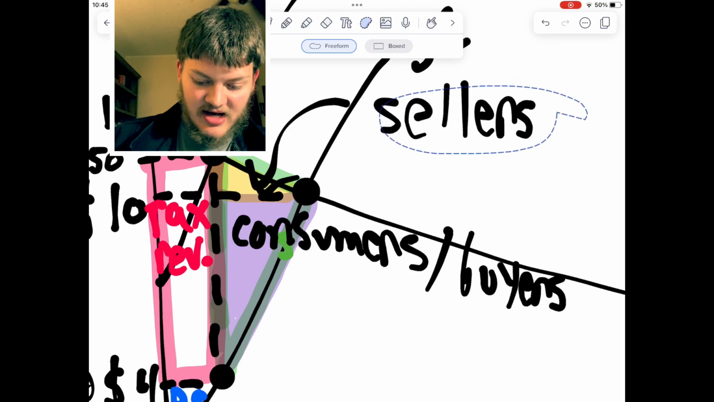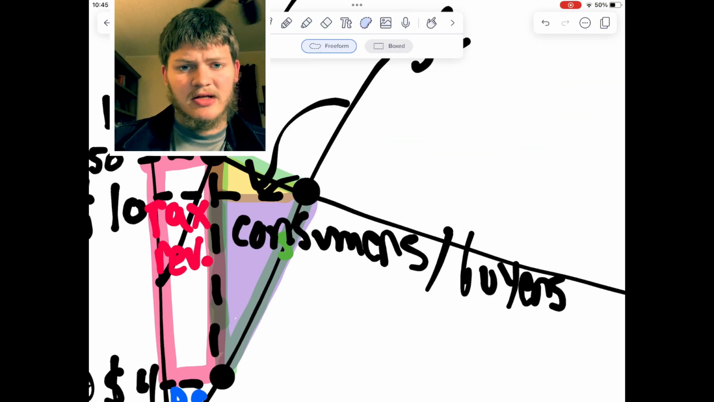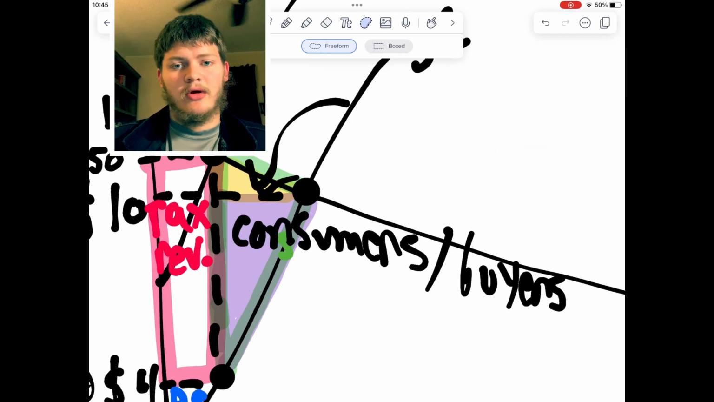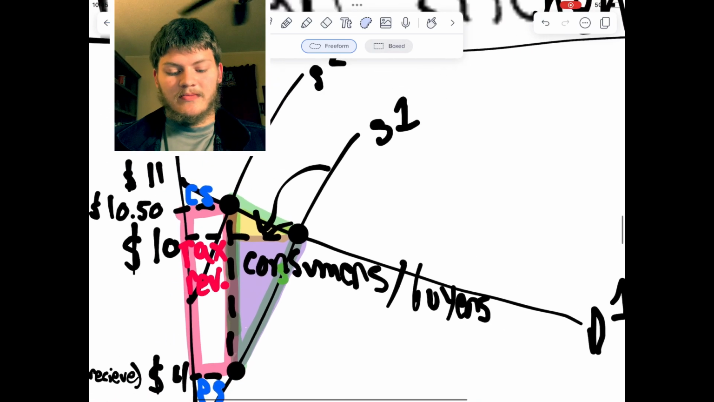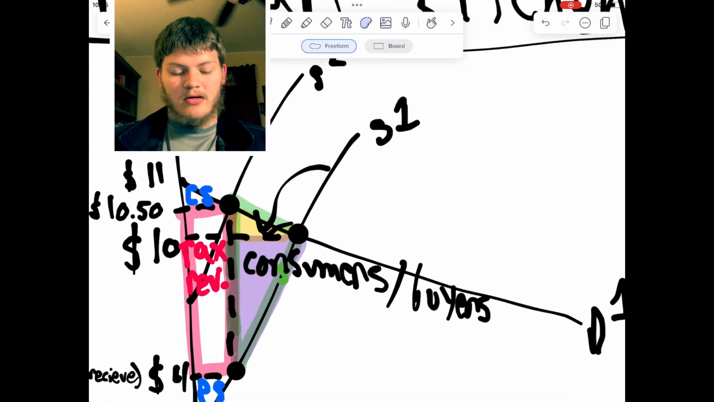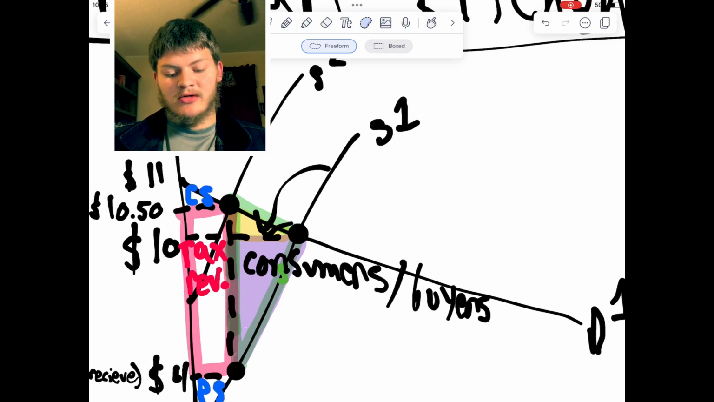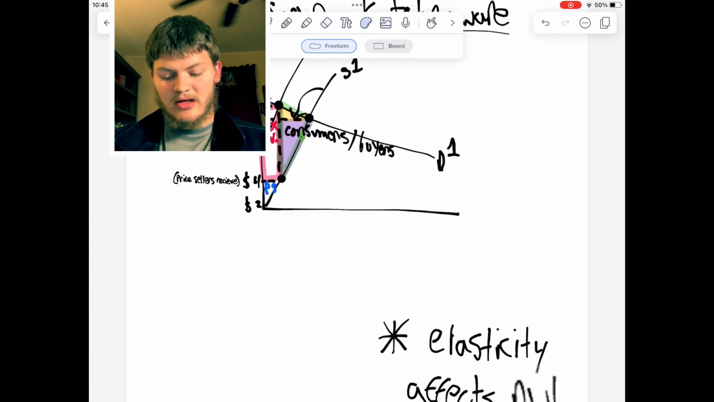That the inelasticity, is that a word? Inelasticity, let's go with it, of the supply curve makes for just a small portion of the deadweight loss to be attributed to suppliers because they don't easily react to changes in the market. Make sense? I think that's all.